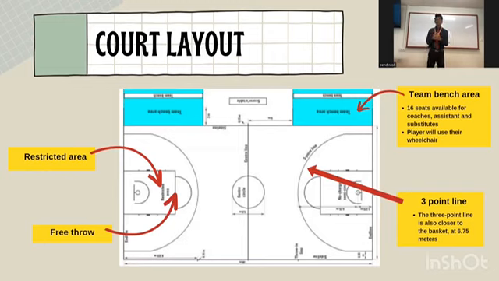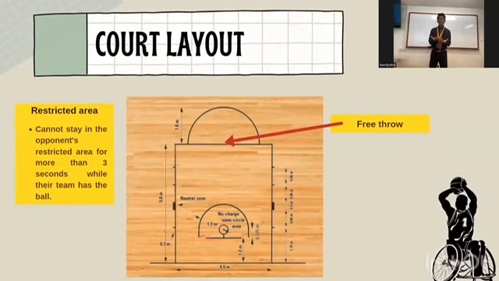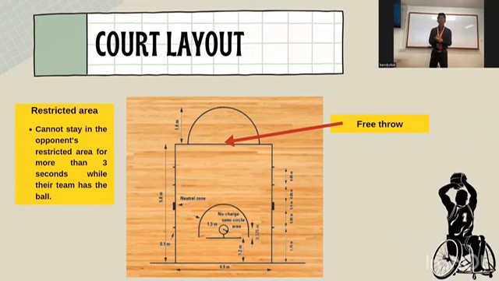The 3-point line is 6.75 meters from the basket. So the next slide, specifics area, which is the restricted area. Here, the players cannot stay in the opponent's restricted area for more than 3 seconds while their team has the ball. I also show the free throw area at the arrow there. So next.